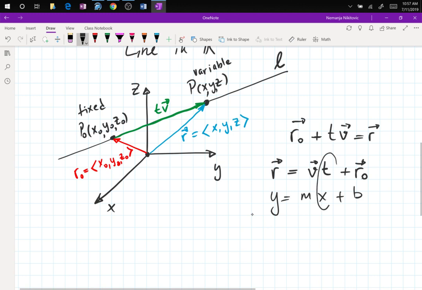And this T serves as an input. You can think of it as time. At 1 second, you are maybe here. 1 second later, you are maybe there. Another second later, you are maybe at the point P. So the t would allow you to travel in time along this line.